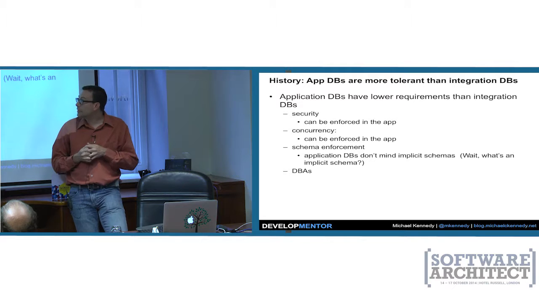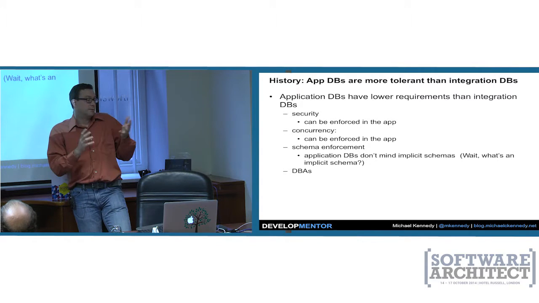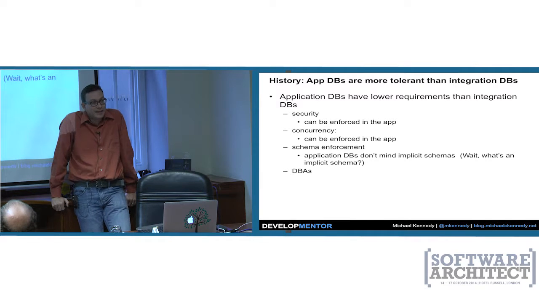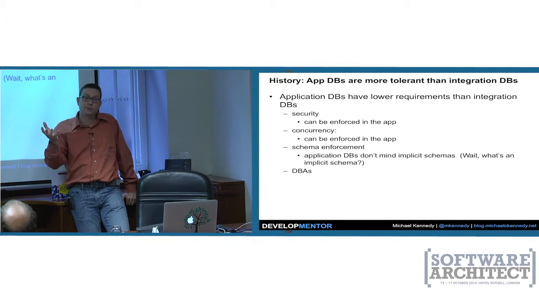Right? Security doesn't have to be as tight. Your application can do a little more in the enforcement. Concurrency can be controlled a little bit more in the app. If you would do something crazy and choose a database that has no schema, or is schema-less, like one of these NoSQL databases, the application structure, if there's only one app talking to it, can create what's called an implicit schema and enforce that for you.